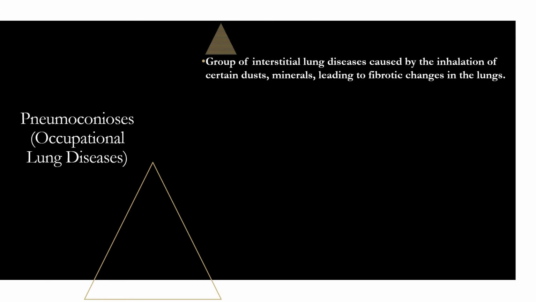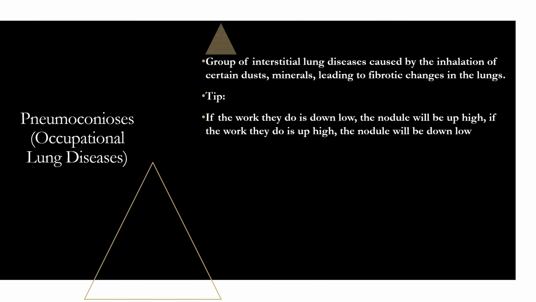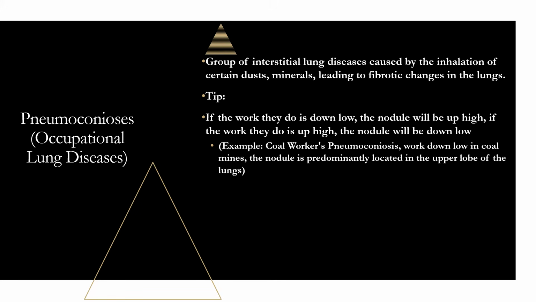The first trick that I have for you to know what you need to know here is this. If the job they do is working down low, the pulmonary nodule is going to be up high. If the job they do is up high, the nodule is going to be down low. Now, what do I mean by this? So the example: coal workers' pneumoconiosis, for example, they work down low. They work in coal mines in the earth.